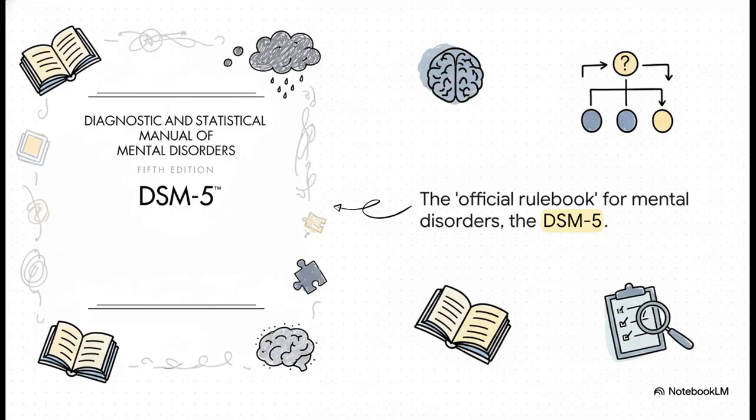Well, for clinicians, it all begins with this one book, the Diagnostic and Statistical Manual of Mental Disorders, or what everybody just calls the DSM-5. Honestly, you can think of it as the authoritative guide for diagnosing mental health conditions. It provides a common language and a standard set of criteria for everyone working in the field.